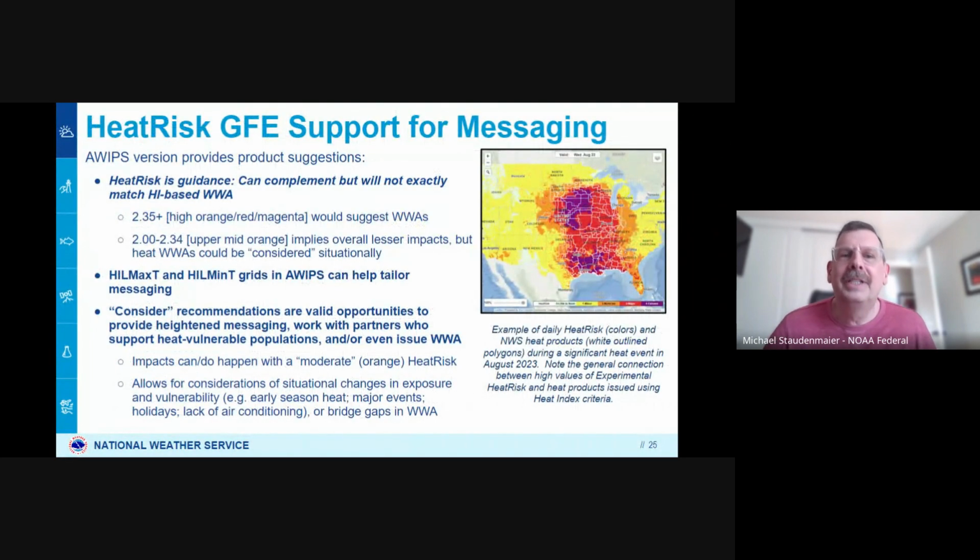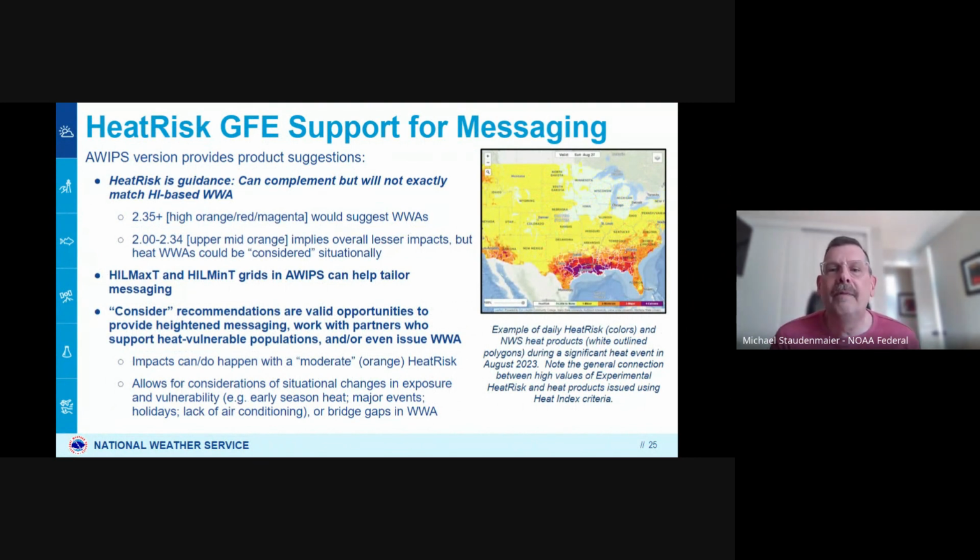All right, so let's get into some tools. There's several tools available to the local meteorologists in the form of grids within the local GFE. One of these is the product recommender, which provides a zone-based recommendation to issue a heat product or to consider the situation more closely for the potential of issuing a product based on the mean 24-hour heat risk value in that zone. We've been using this approach in the Western region for over 5 years now.